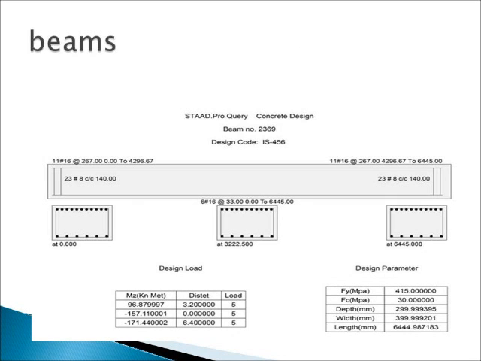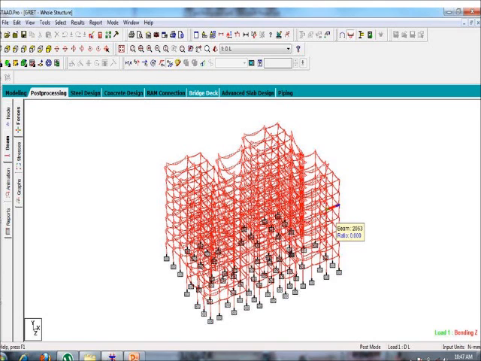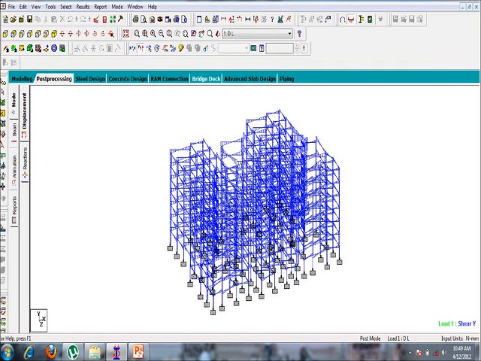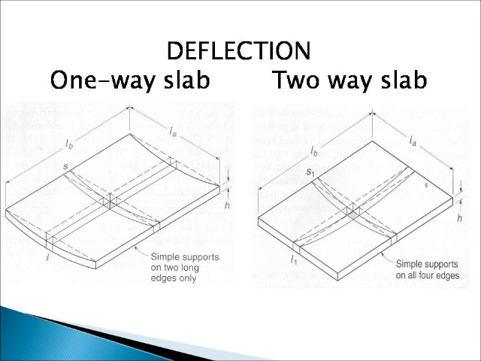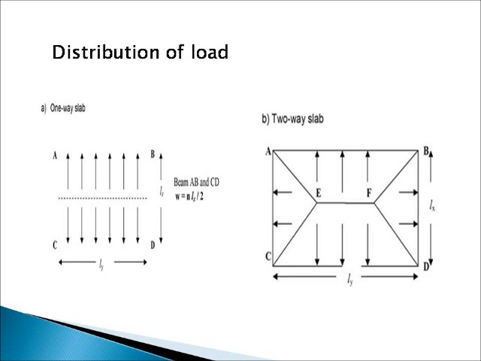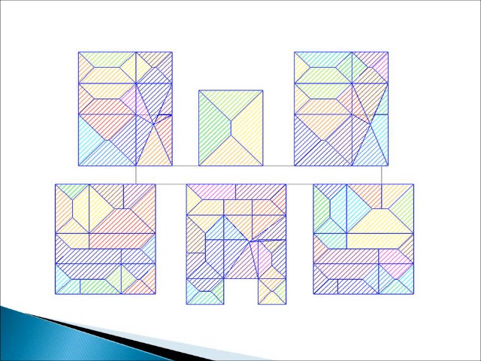Beams. Beams are designed for bending. This figure shows reinforcement of a sample beam in Staad. After the analysis, we get the bending moment and shear force as shown in the slides. Slabs. There are 2 types of slabs, one way and two way, which are classified based on deflection and load distribution as shown in the figure. This figure shows load distribution of the building.